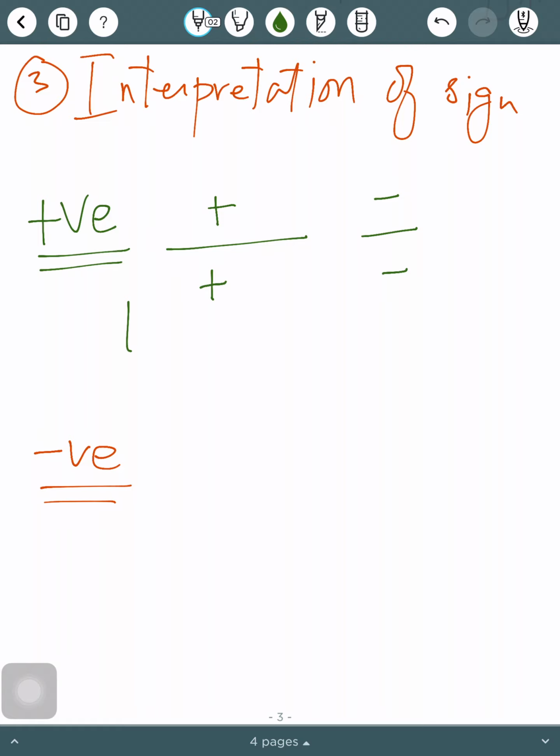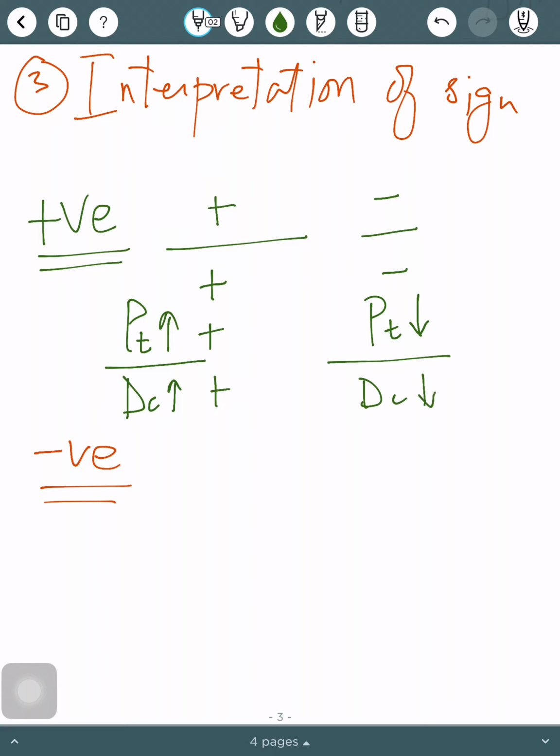For example, the price of tea, if there is a positive change in it, there would be a positive change in the substitute of tea. The demand for coffee will also rise. Similarly, when tea becomes less expensive, its price falls, people will now switch from coffee to tea and the demand for coffee will fall. So for positive and positive, we will have a positive answer, and for negative and negative, we will again have a positive answer.